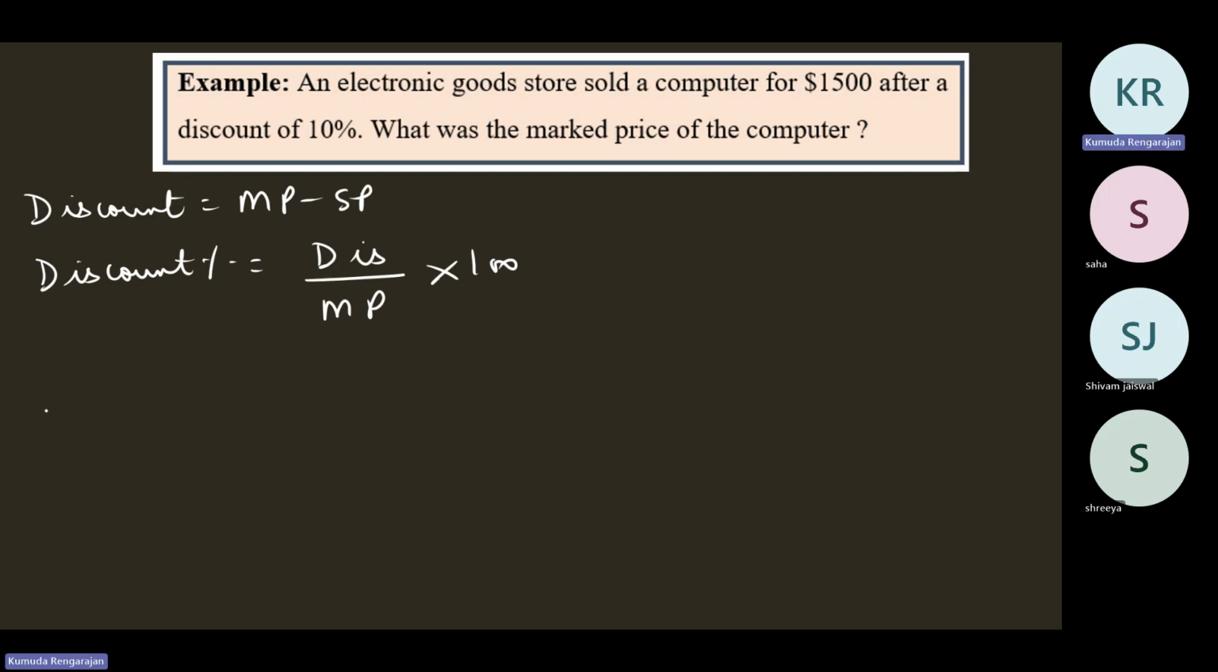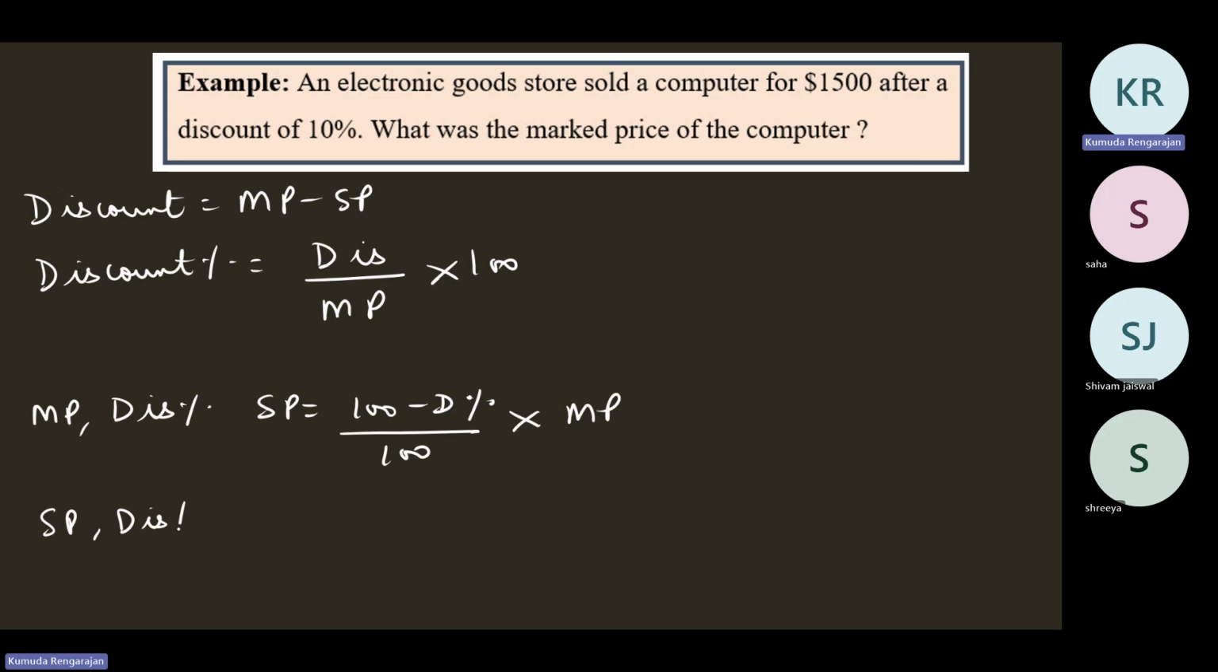And when you have the mark price and the discount percent given, then selling price is equal to 100 minus discount percent by 100 into mark price. If you're given the selling price and the discount percentage, then the mark price will be equal to 100 by 100 minus discount percent into selling price.